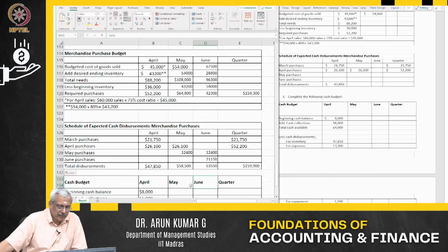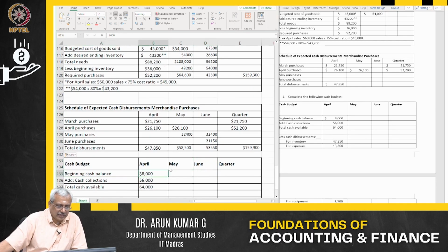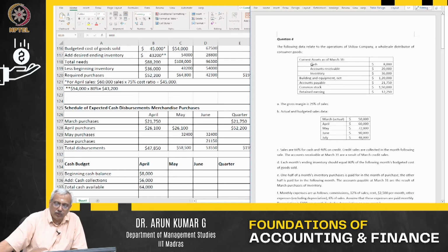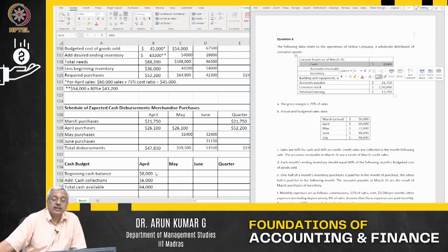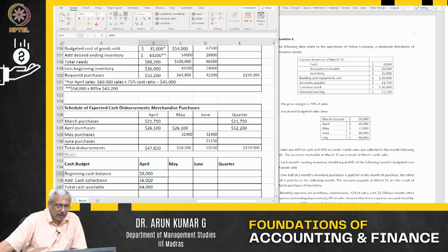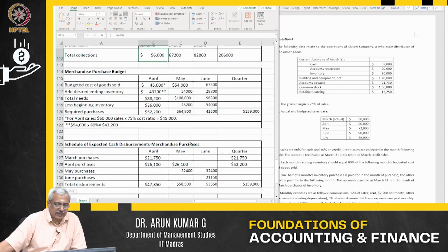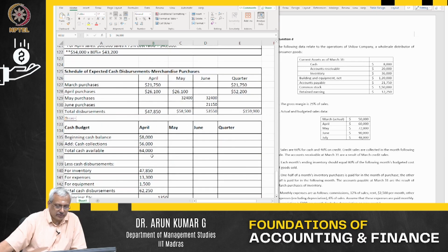So, cash budget, we will see. Beginning cash balance is 8,000. We can actually see in the balance sheet there is an opening cash of 8,000, and that is exactly what you see there. Collection for the month of April is 56,000. Of course, yes, because cash collection I picked up from here, and that is 56,000. This is the total availability, sum of both.